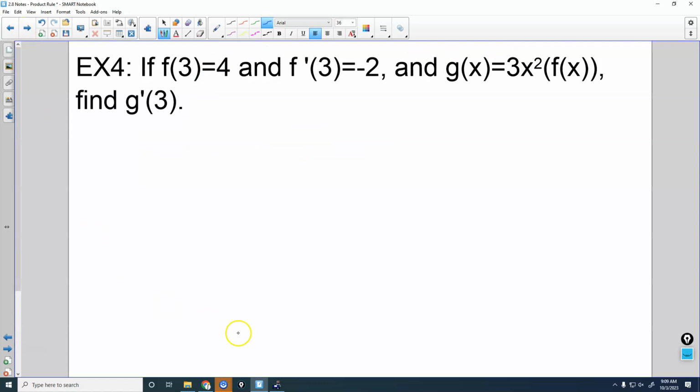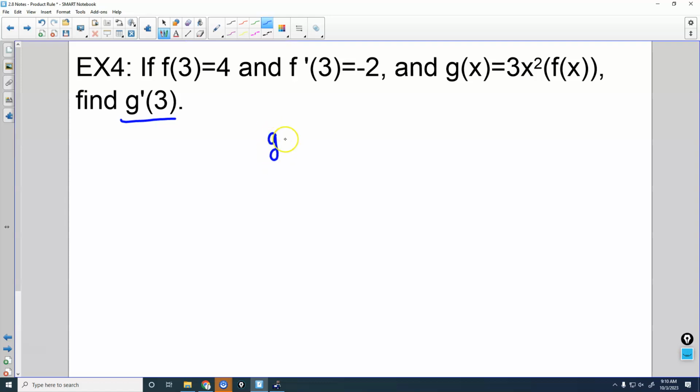All right, so we've got this other weird problem where we don't know all the pieces. We've got f of 3 equals 4, f prime of 3 equals negative 2, g of x equals 3x squared times f of x. We are supposed to find g prime of 3. Okay, so we got lots of pieces here, but let's see what it's trying to get us to find. We've got to find g prime of 3. Before we can find g prime of 3, we got to find g prime of x, and then we'll plug in 3 when we get that answer.